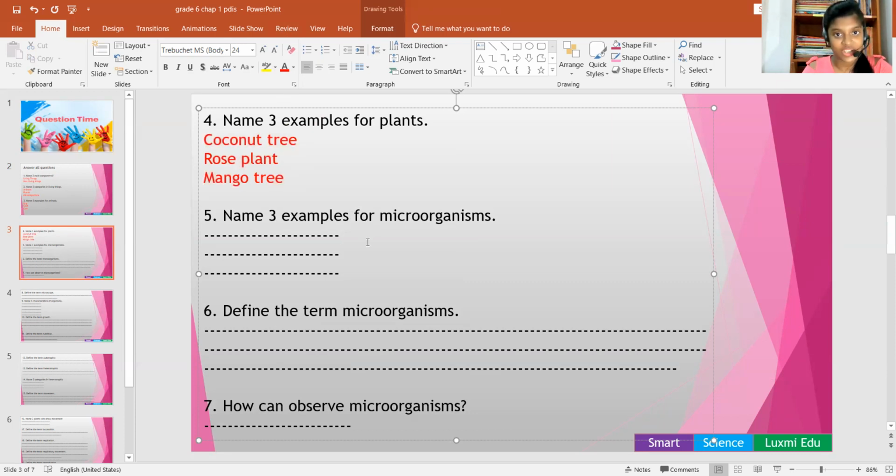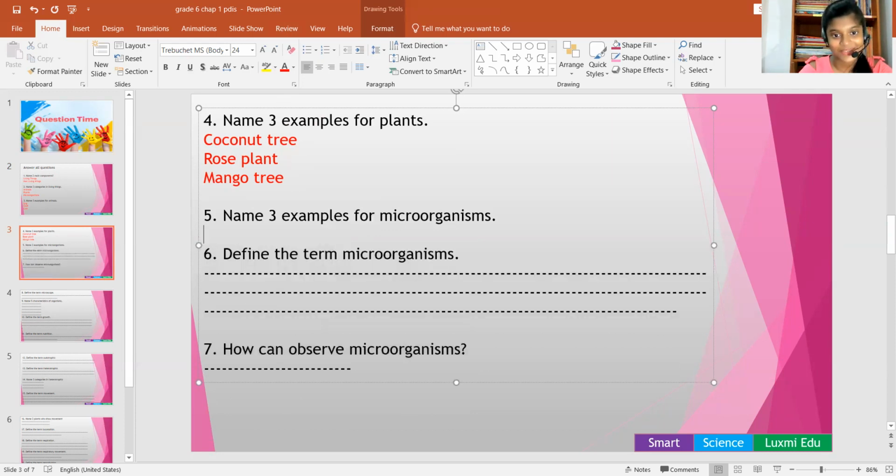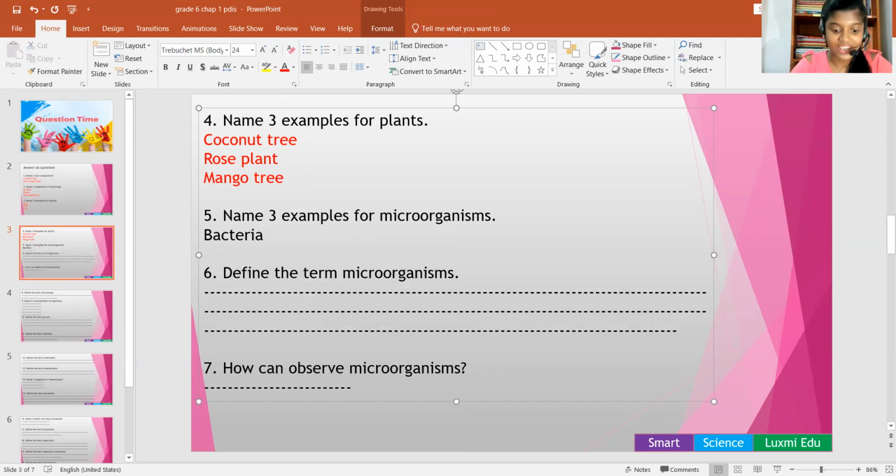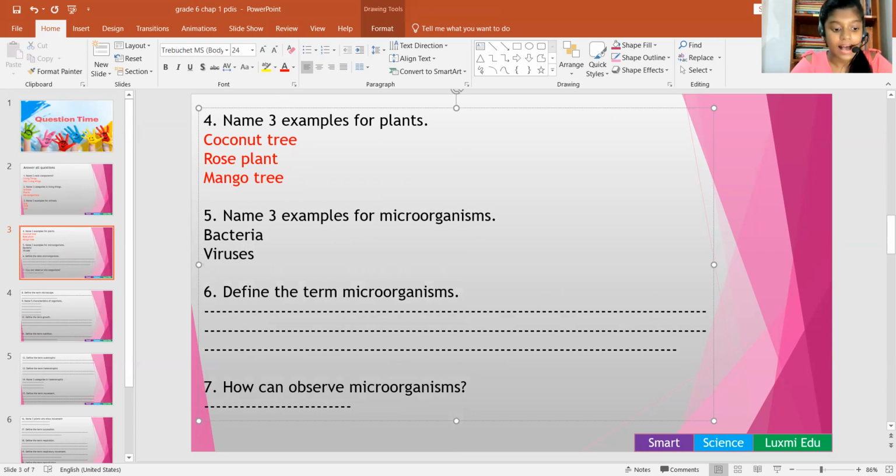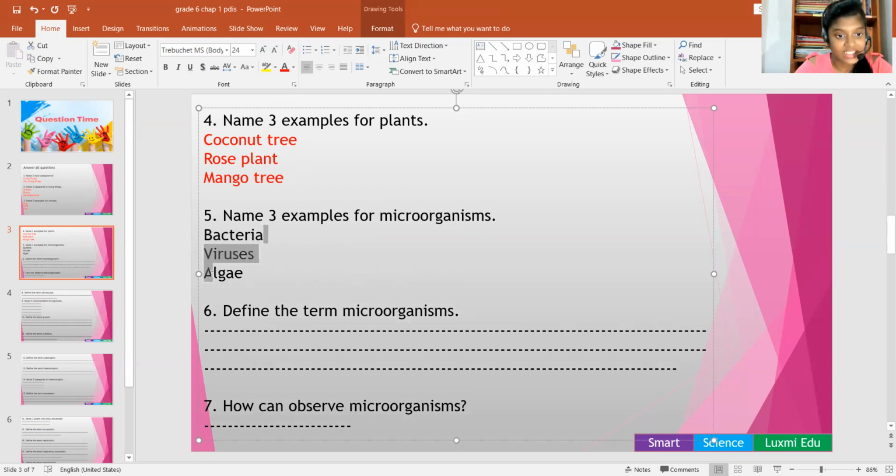Now let's see the fifth question. Name two examples for microorganisms. Microorganism is a bit new for you, but I think you all know the answers. Bacteria, we can say bacteria. It is a type of microorganism. Bacteria, viruses, then algae or fungi. There are many microorganisms. You can write bacteria, virus, algae, protozoa, chlamydomonas. There are many microorganisms, but these three are enough for your grade.